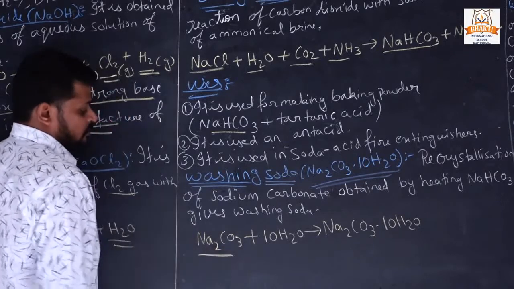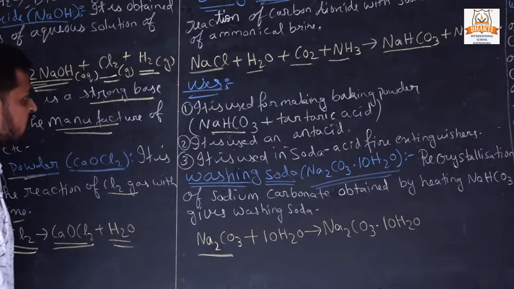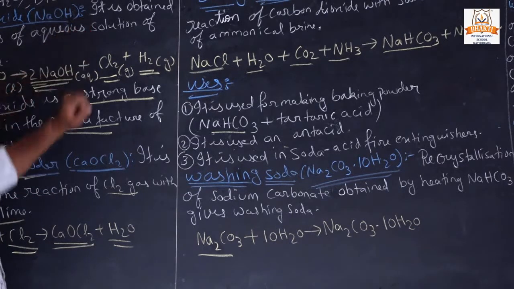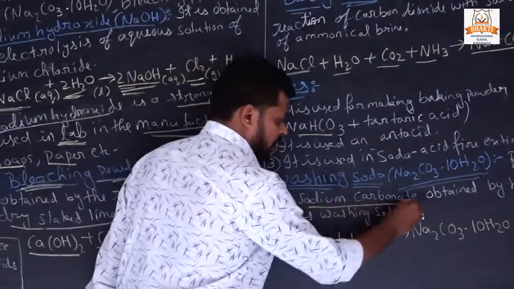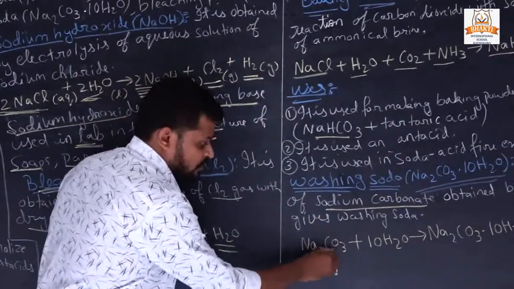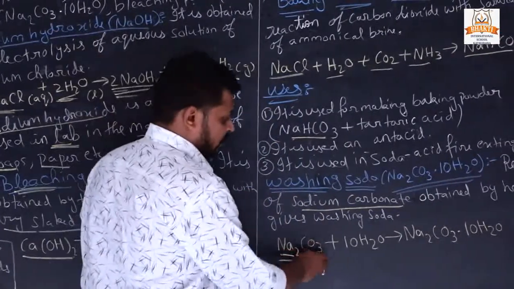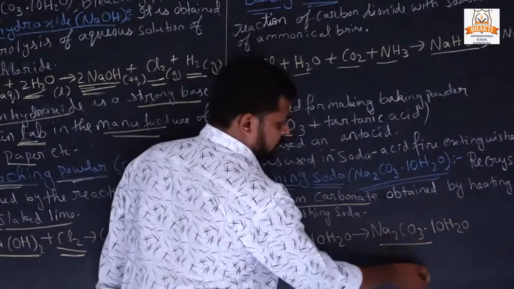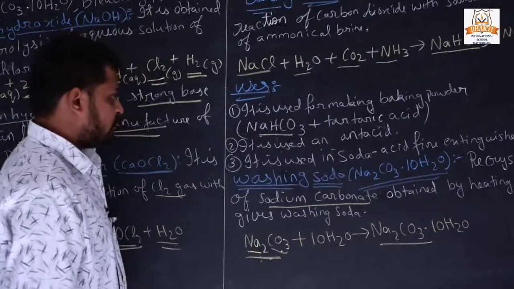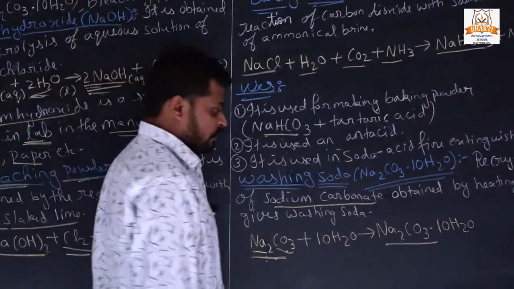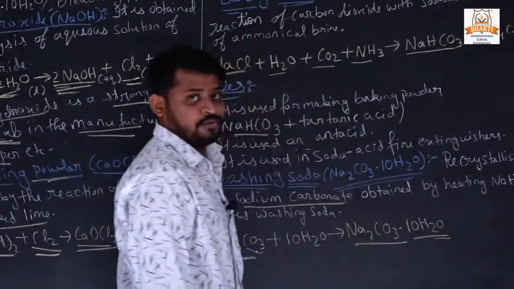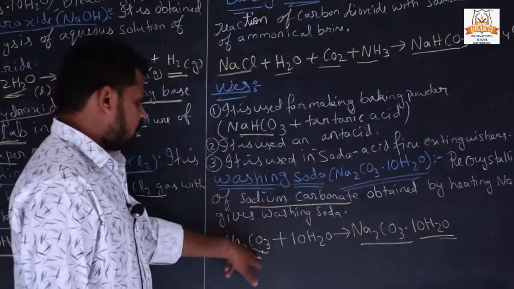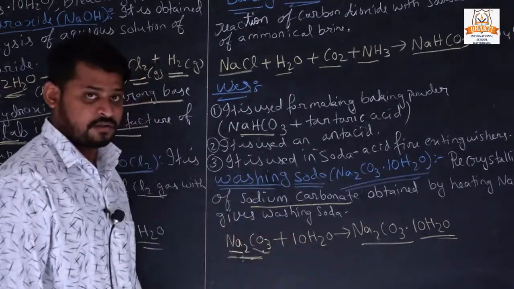See here, what is Na2CO3? It is sodium carbonate. Na2 means sodium, CO3 means carbonate. When sodium carbonate reacts with water, it gives us washing soda, Na2CO3.10H2O. We will get washing soda when we react sodium carbonate with water.